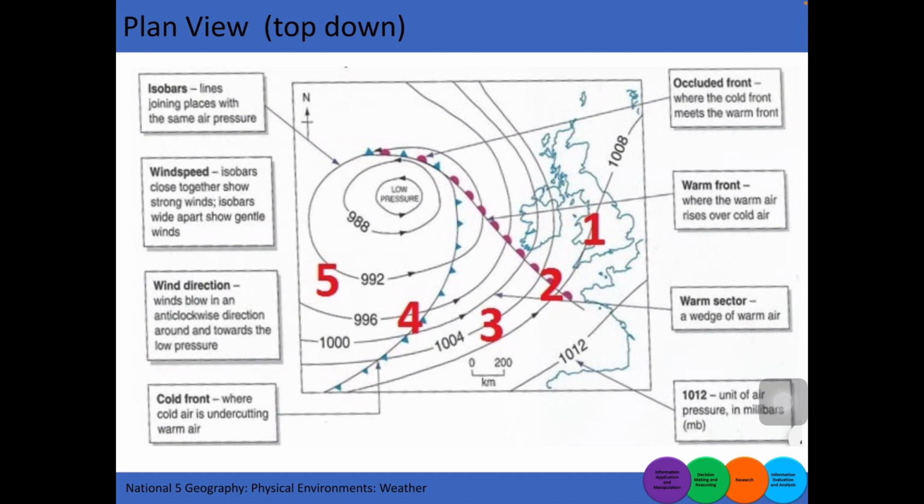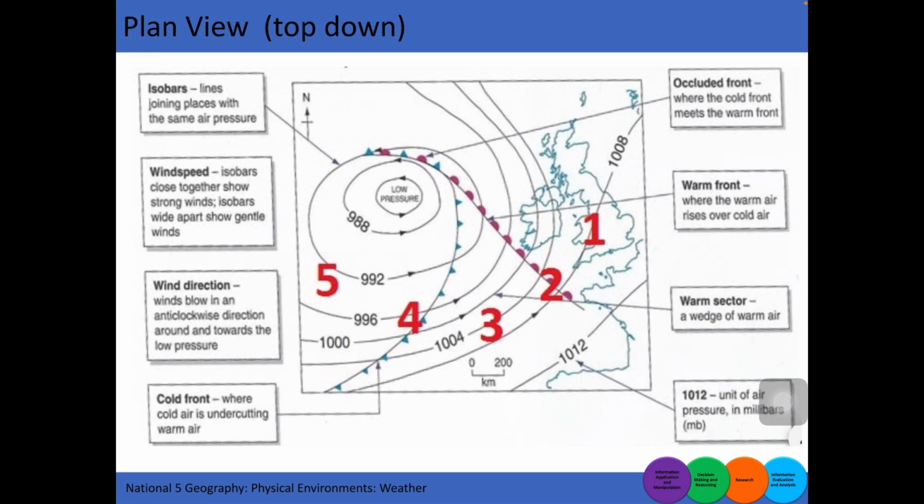When the warm air and the cold air are meeting each other, they're going to create a band of clouds. So along that warm front, we're going to have rain. The same is true at stage 4. Stage 4 is showing the cold front.